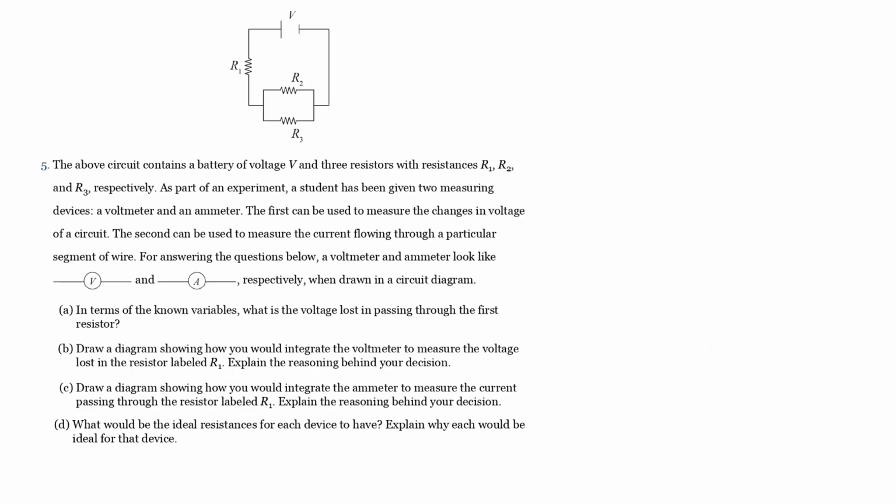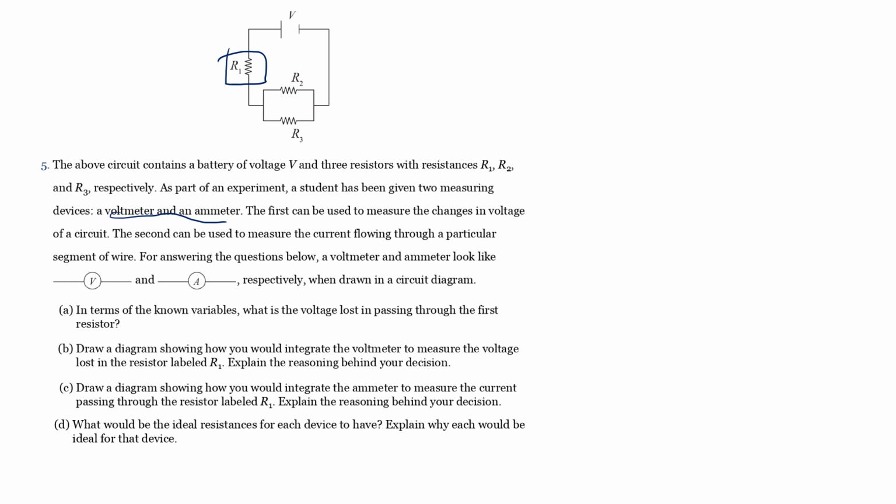Next. Okay, so the last one. The above circuit contains a battery voltage V and 3 resistors, R1, R2, R3. As part of an experiment, students are given 2 measuring devices, a voltmeter and an ammeter. The first can be used to measure voltage, the second can be used to measure current. Here's what they look like. All right. So in terms of the known variables, what is the voltage lost in passing through the first resistor? So we are talking about that one there.